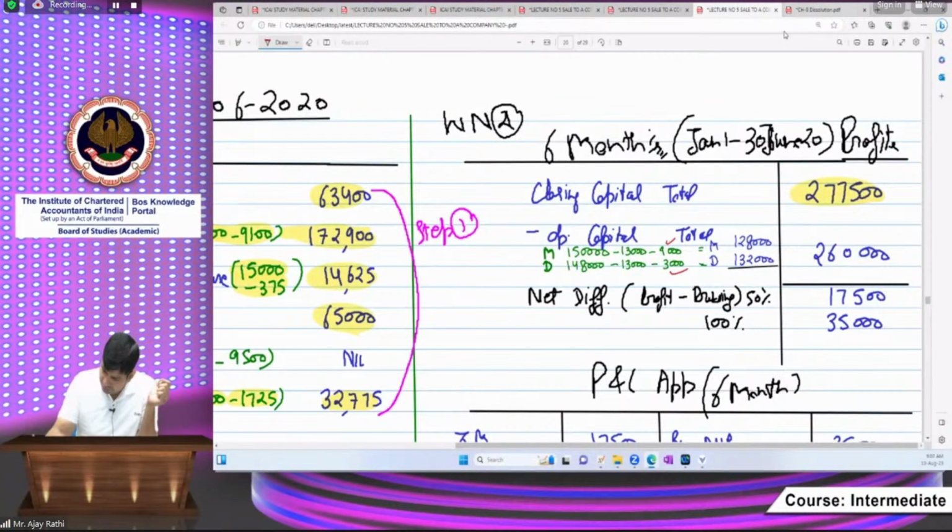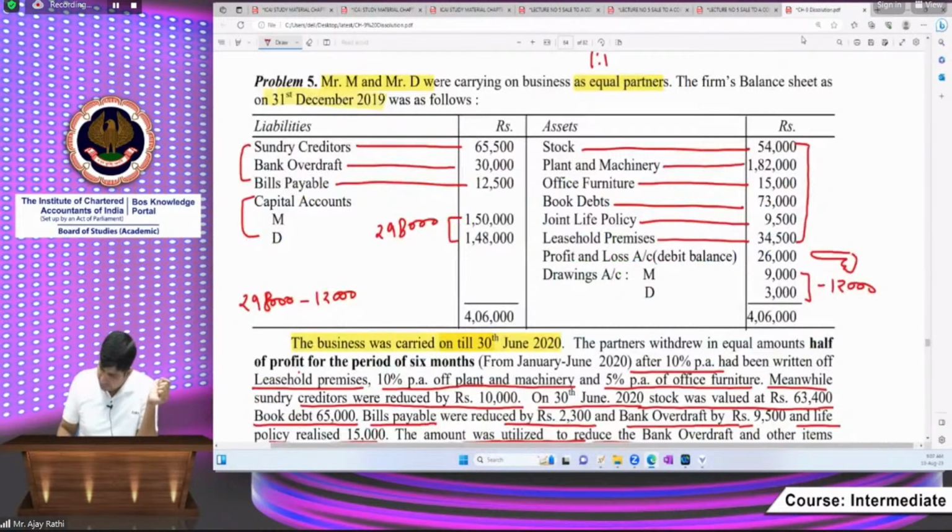And what about the rest of the figures? Okay, profit and loss balances are also there, which are also reduced by 26,000. So we have a balancing figure of 2,60,000. That is the net capital as at 31st December 2019, as the opening capital.